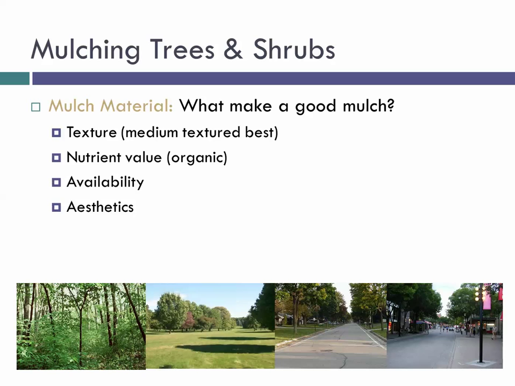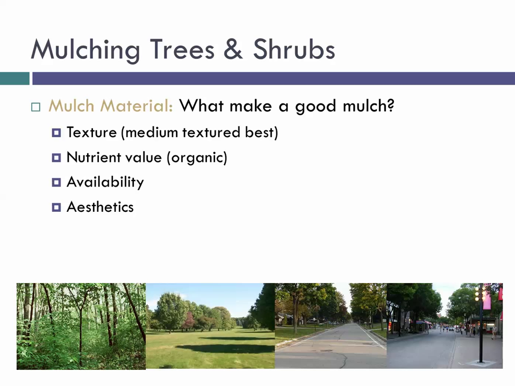Now let's address the mulching material. What does make a good mulch? There's texture to consider. We like things that are actually a medium textured best. We want things that have a nutrient value, meaning organic, it has carbon in it, as compared to rock. Rock is bad. A lot's going to depend on what's available to you, what's in your area. Is it hardwood? That's what I use. And your own personal aesthetics. Do you want something that's been colored? Do you want something that's been twice shredded? Or are you okay just going to the area compost site and getting whatever's free and available?